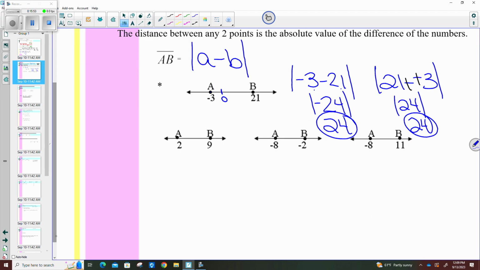All right, what do we have for 2 and 9? 7, because we had 2 minus 9 or 9 minus 2, doesn't matter. Absolute value of negative 7 is positive 7. Maybe you flipped it around, did 9 minus 2, that's totally fine. You got the 7 right away. How about this next one, though?